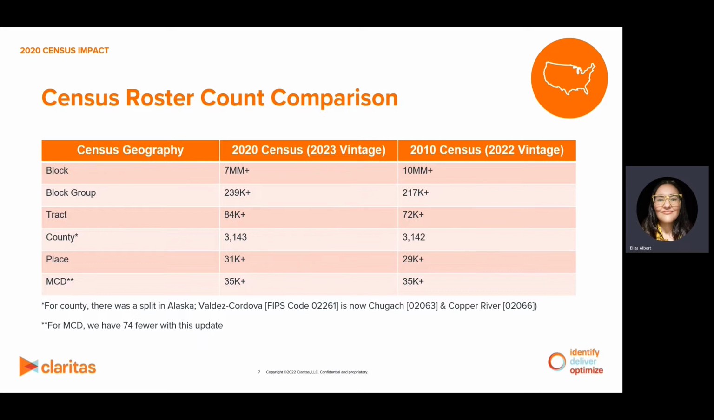Tracts have also increased to over 84,000 from over 72,000. We also have one additional county this year because there was actually a split up in Alaska. The Valdez-Cordova census area has now been split into the Chugach census area and the Copper River census area. Place has also increased to over 31,000 from over 29,000. And MCD is still around 35,000, but we have 74 fewer with this update.